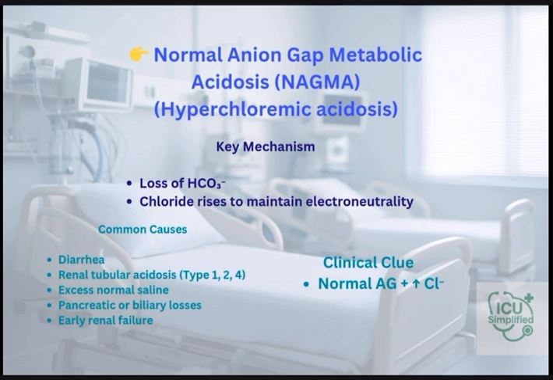The key mechanism here is the loss of bicarbonate. To maintain electrical neutrality in the plasma, chloride rises. That's why the anion gap remains normal. Common causes include diarrhea, renal tubular acidosis, particularly types 1, 2, and 4, excess normal saline administration, as well as pancreatic or biliary losses. Early renal failure can also present with this pattern. A useful clinical clue is the presence of a normal anion gap with an elevated chloride level. Recognizing this pattern helps distinguish bicarbonate loss from acid addition and guides further evaluation.